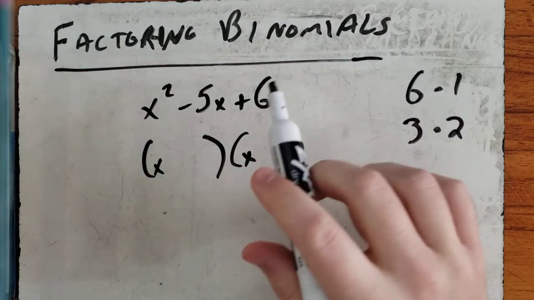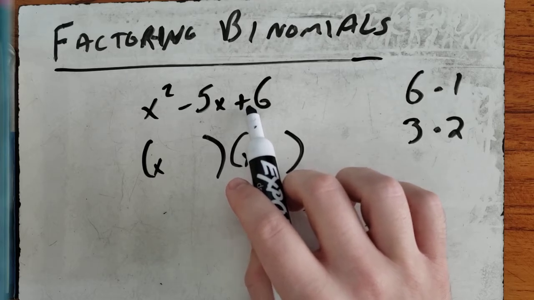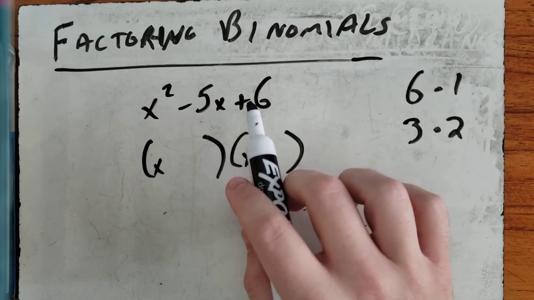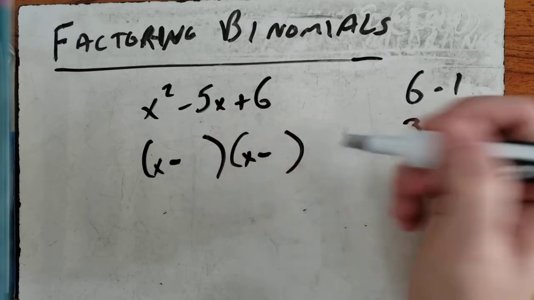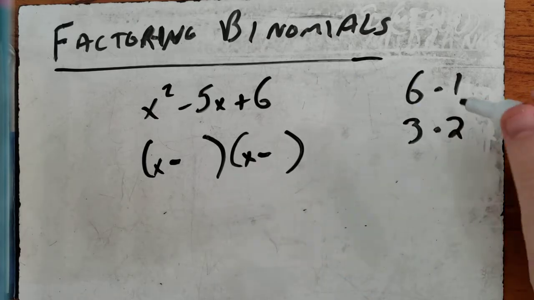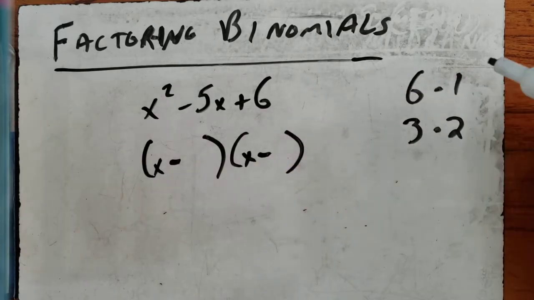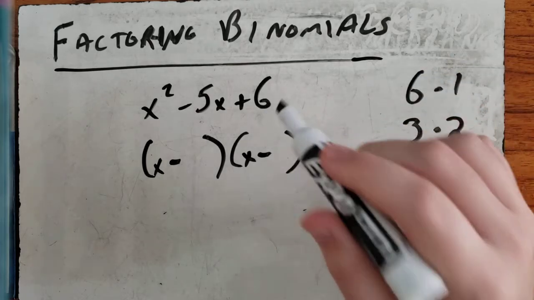So now we see it again. We have to multiply to get a positive 6, but add or subtract to get a negative, which means our answers are going to be two negative numbers. Okay. Because you know 6 times 1 is 6, but also negative 6 times negative 1 is also a positive 6.